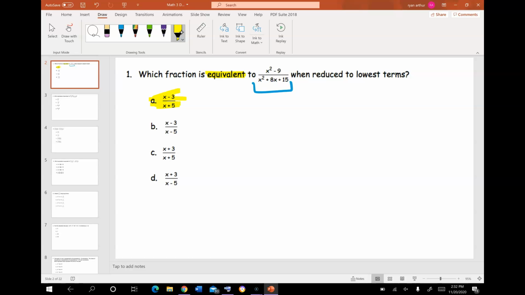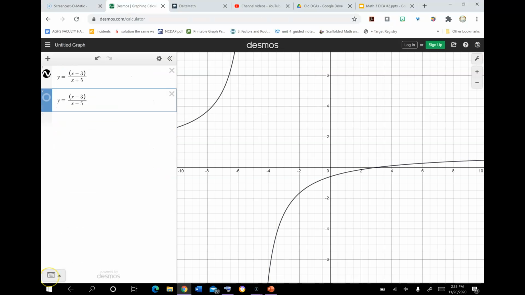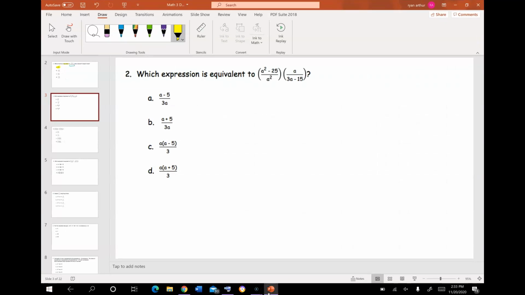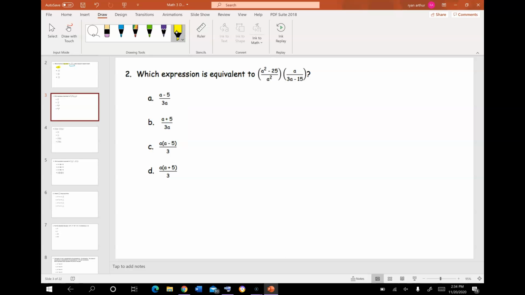Okay, let's go to number 2. Let's go back to the question. This is why we go over vocabulary so much, because see how it says which expression is equivalent to? Equivalent in mathematics graphically means they have the same graph. So if this expression is equal to whichever one up here, their graphs are the same. We're going to go back to Desmos and see which one's the same.